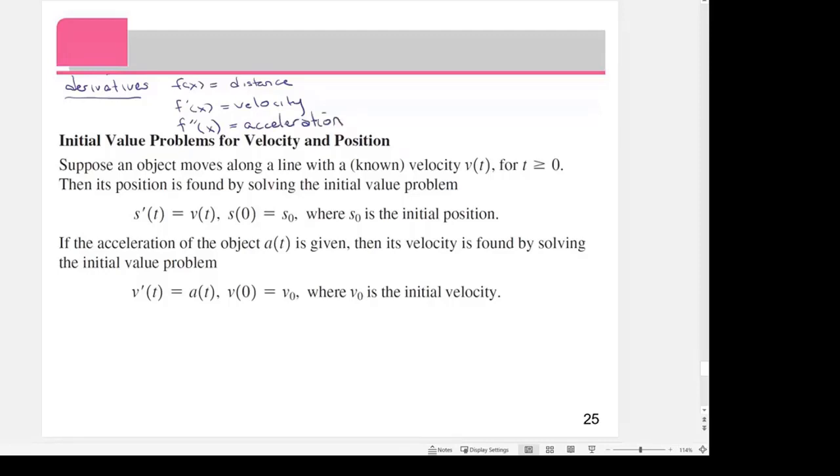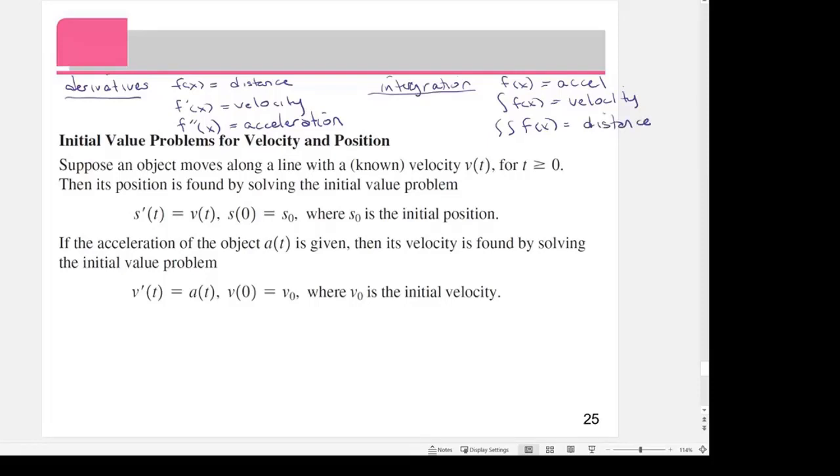What do you think happens with integration? With integration, it goes the other way. If we start with f of x equals acceleration, then the integral of f of x is equal to velocity. And I'm just going to write this as the integral of the integral is equal to distance.